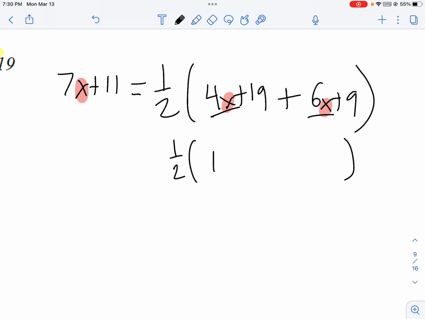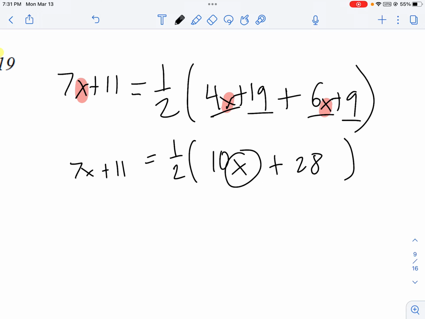4 plus 6, we have 10x. 19 plus 9, we have 28. And then equals 7x plus 11. Well, 10 and 28, those can't combine because this x here makes sure that that's not a like term, right? Only x is combined with x's, numbers with numbers. So then this is the point where you have to take care of the 1/2 here, right? So you could distribute the 1/2 through, or you can multiply both sides by 2. Where we have 10 and 28 as both even numbers, I'm actually just going to distribute this 1/2.